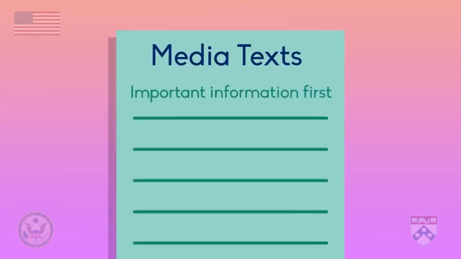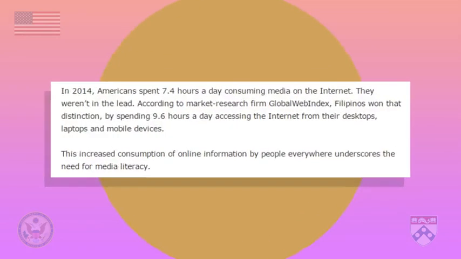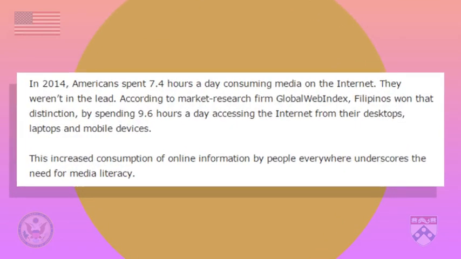Now comes our last step in previewing. Media texts, especially news articles, often give the most important information first. So let's look at the first 1 or 2 paragraphs. We see some interesting numbers in the first paragraph, and then right below we see 2 phrases: increased consumption of online information and the need for media literacy.